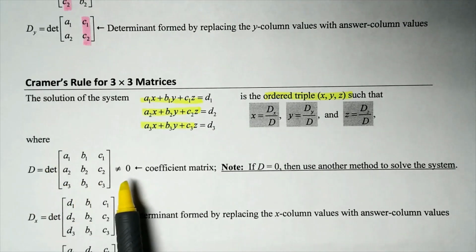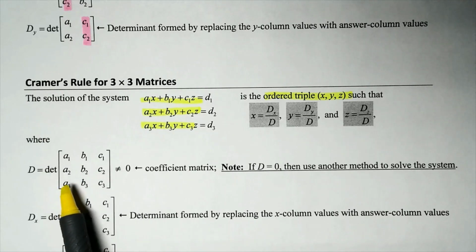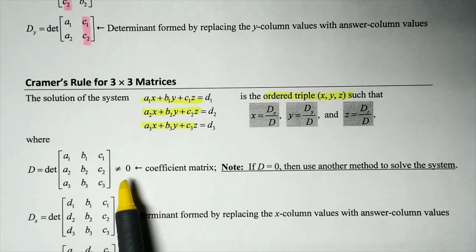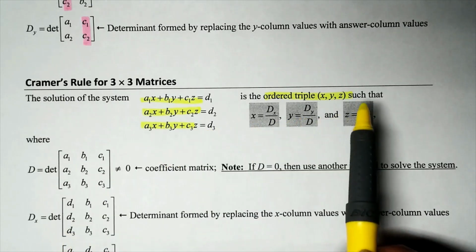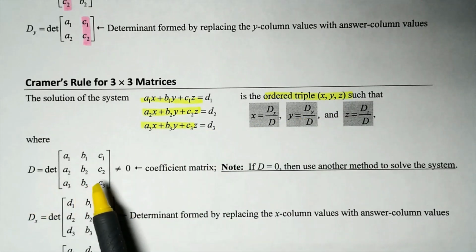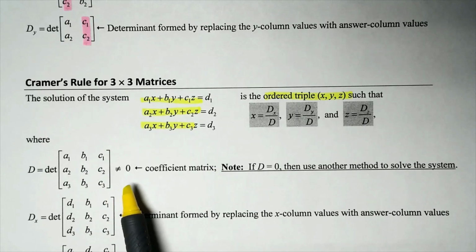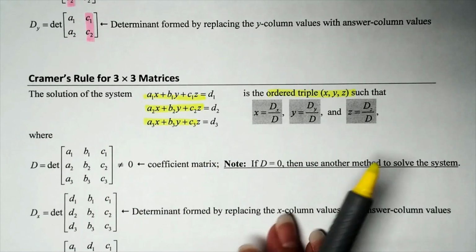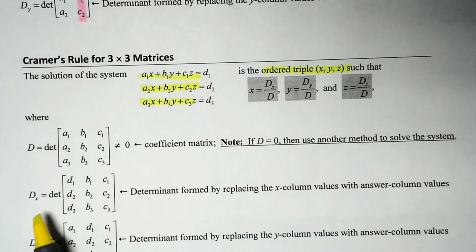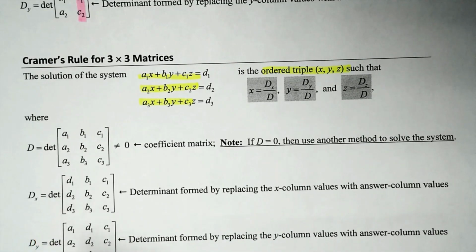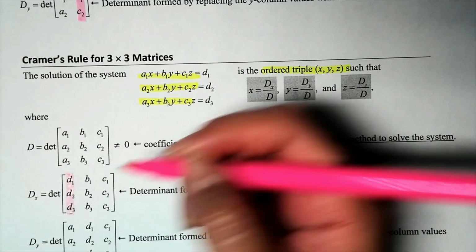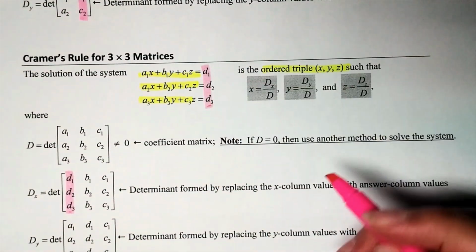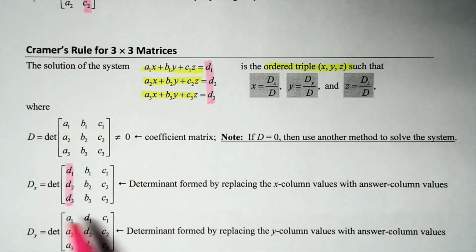Again, if you want to save a lot of headache, find D first. Hopefully it's not 0. If it isn't, then take the green light and find Dx, Dy, Dz. If the determinant of the coefficient matrix is 0, save yourself a lot of headache and go straight to another technique. Now, how do we find Dx? Same way that we did before. We replace the x column values with the answer column values, my mistake, and then find the determinant.